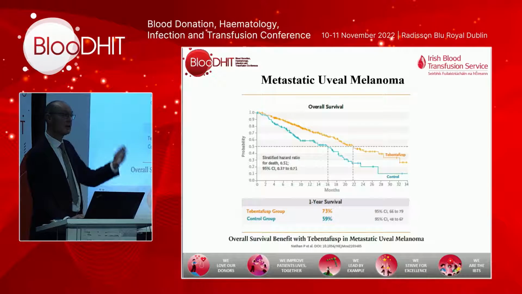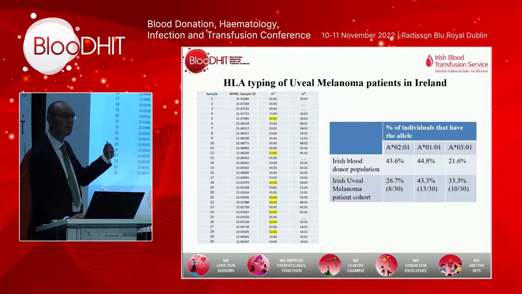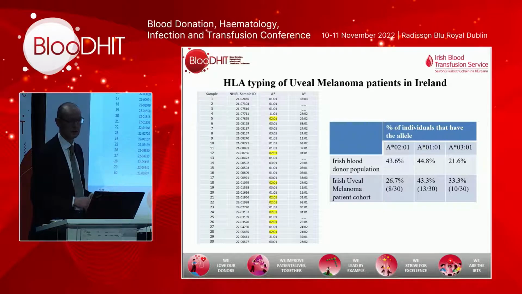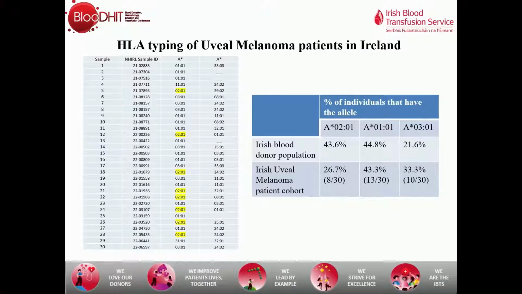So again, since September 21, so from October to October 22, we've received 30 samples on patients with uveal melanoma. And these are our findings. So out of the 30, 8 of them had A0201.